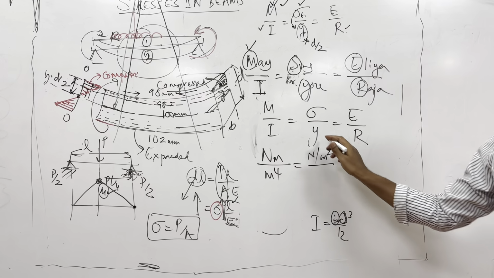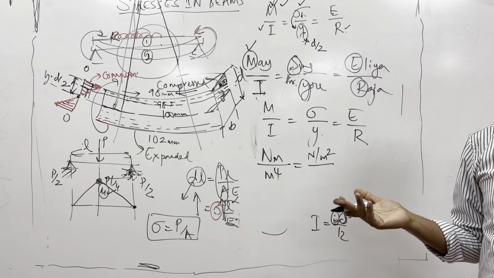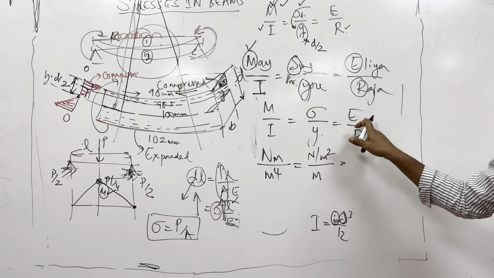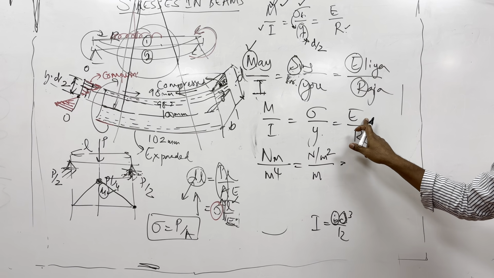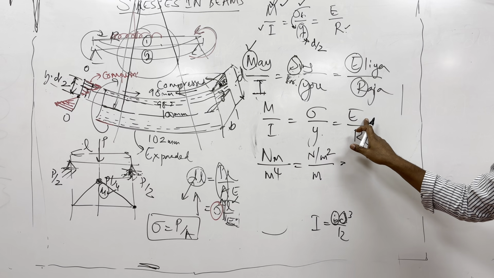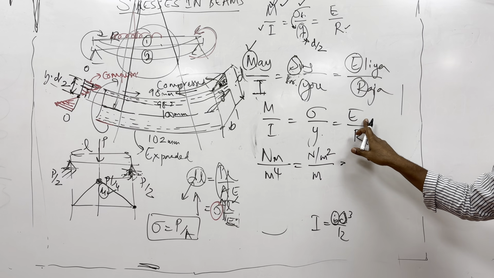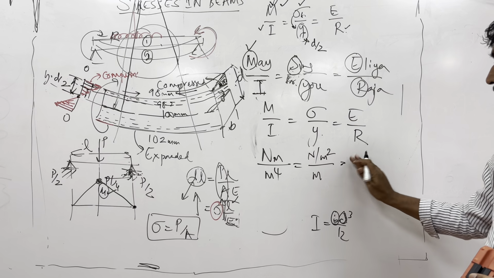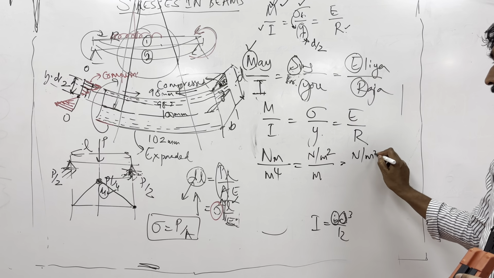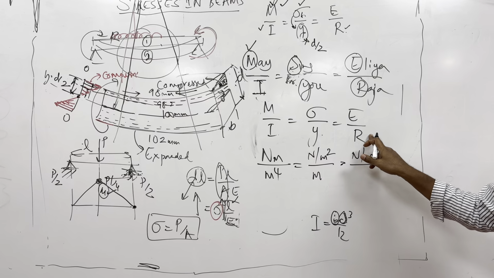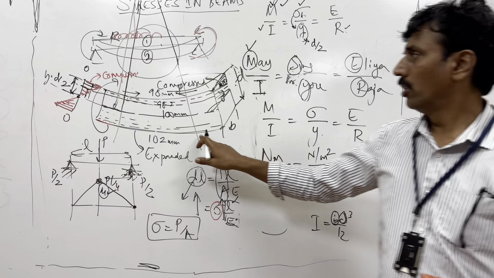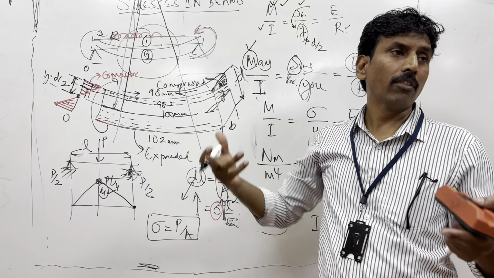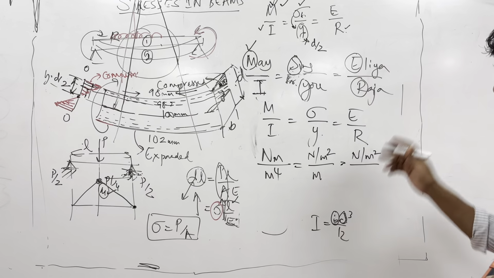Okay. So what is the unit of Y? Y is just a distance. What is Y? M. And what is the unit of Young's modulus? Young's modulus is stress by strain. Strain has no units. So Young's modulus and stress have the same units. So it is Newton per meter square. And what is the unit of R? Radius of curvature. Radius of curvature is again distance, because it is the length. Okay, so it is meter.